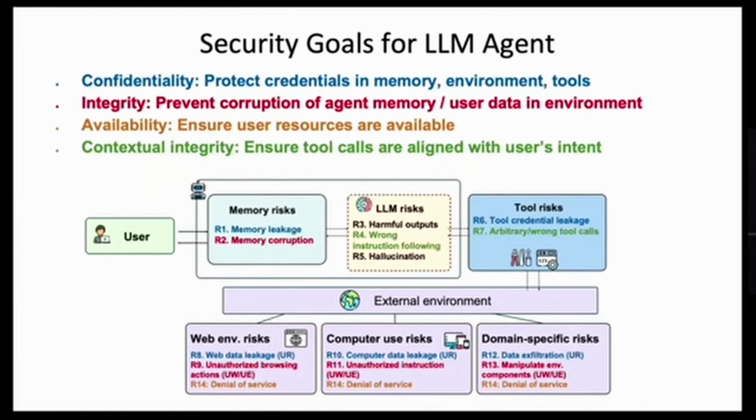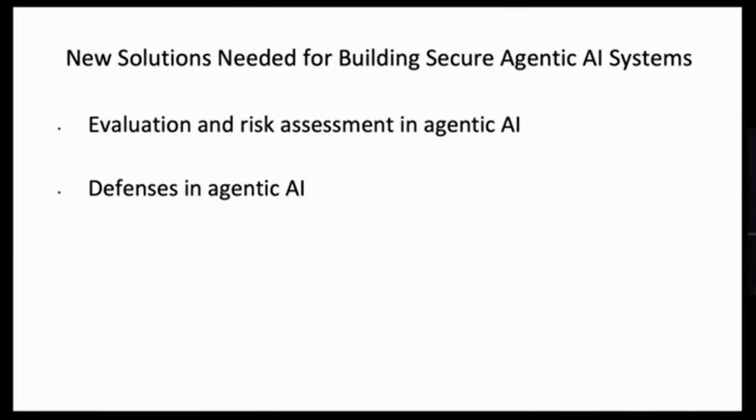And when we talk about agent security, there are a number of different goals, including confidentiality, integrity, availability, and also in the agentic setting, we have a new goal, which is contextual integrity, to ensure that the agentic AI systems, for example, tool use and so on, are aligned with users' intent and in that particular context. And these security goals can be challenging to achieve due to the different types of risks that I listed earlier. So in order to achieve these security goals and build secure agentic AI systems, we need to develop new solutions. So here I'll briefly mention two categories.